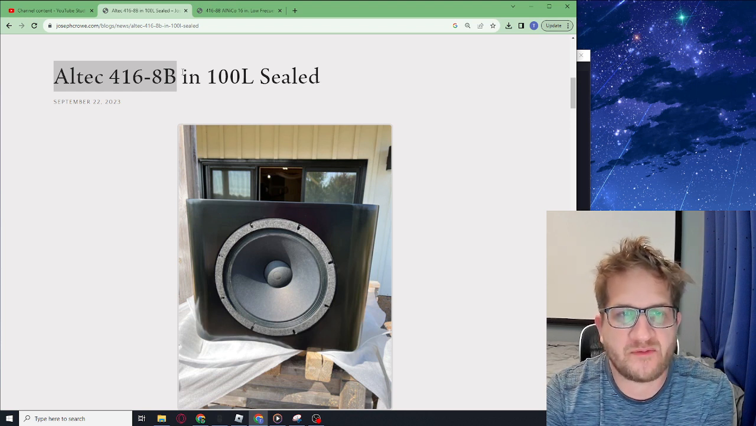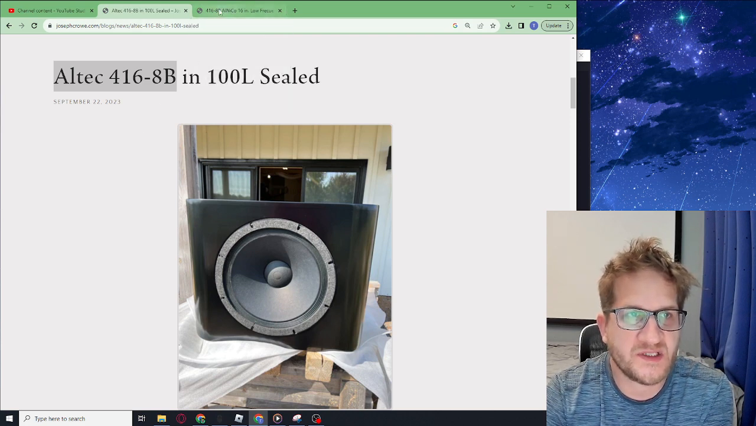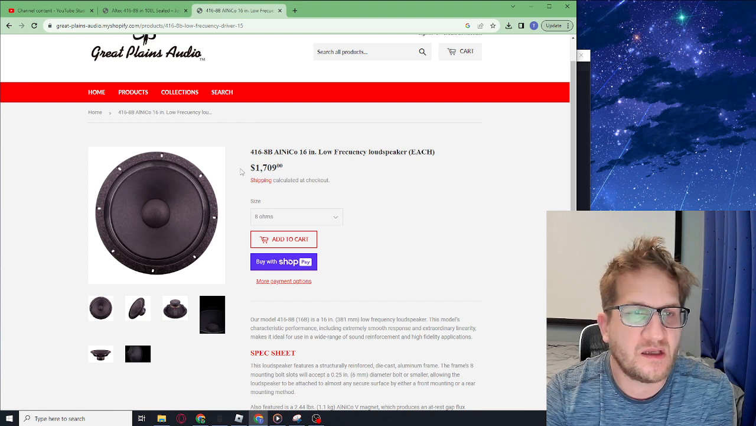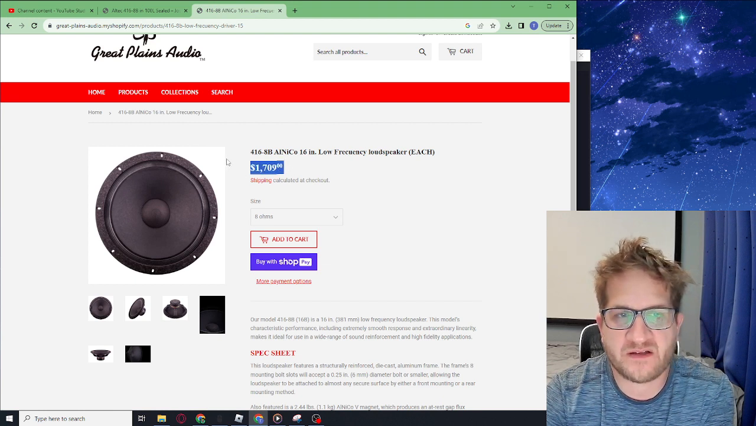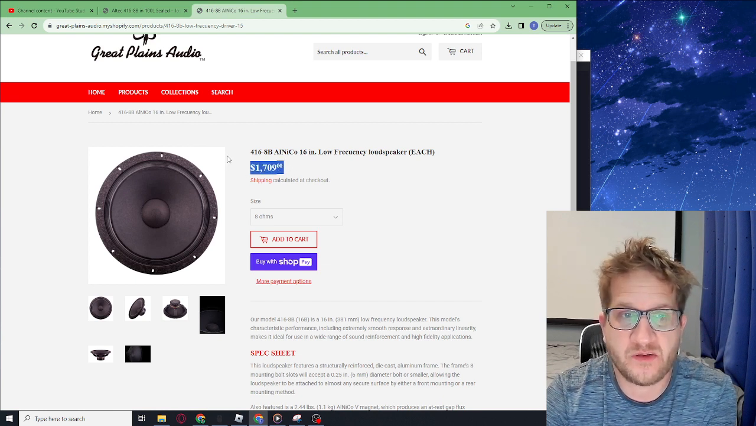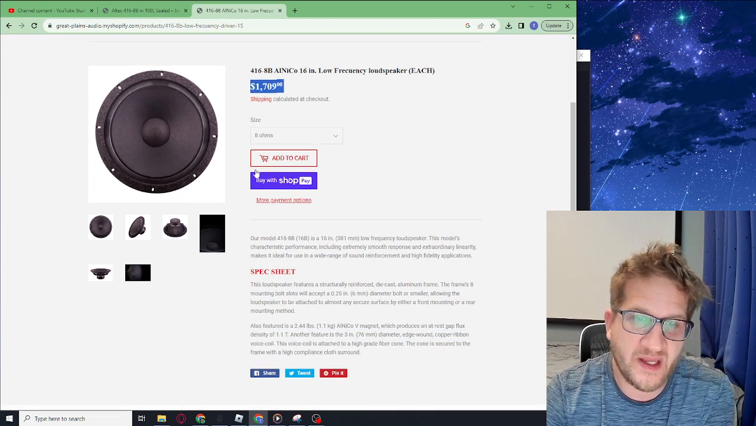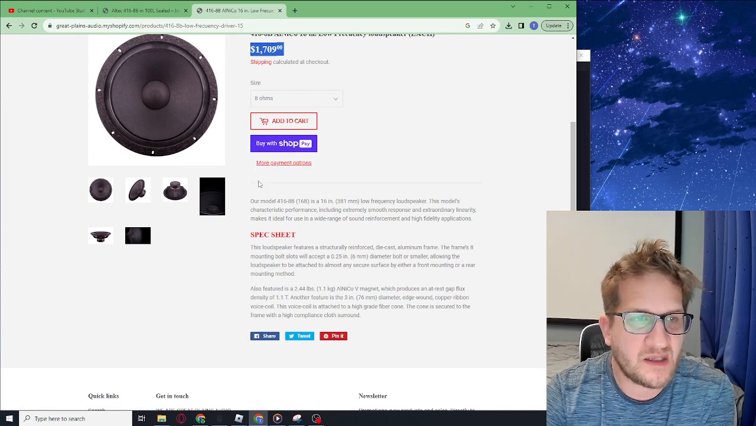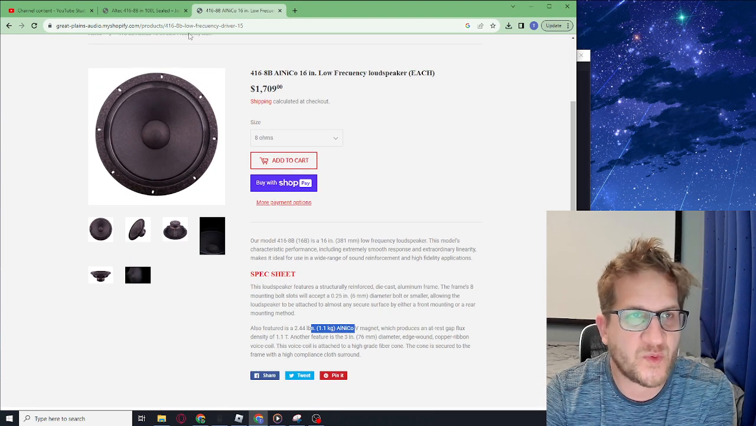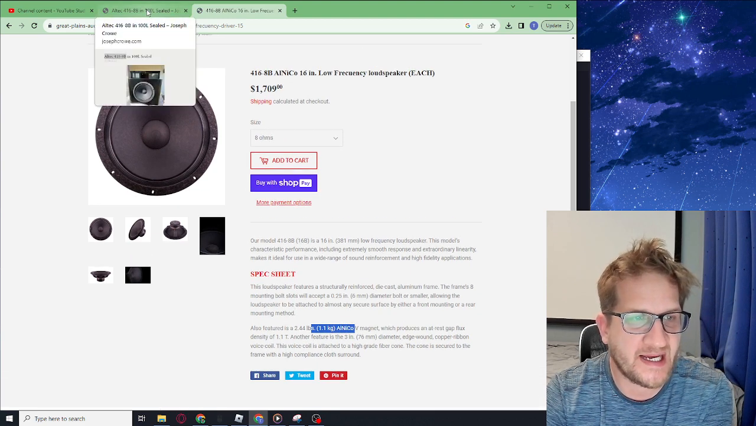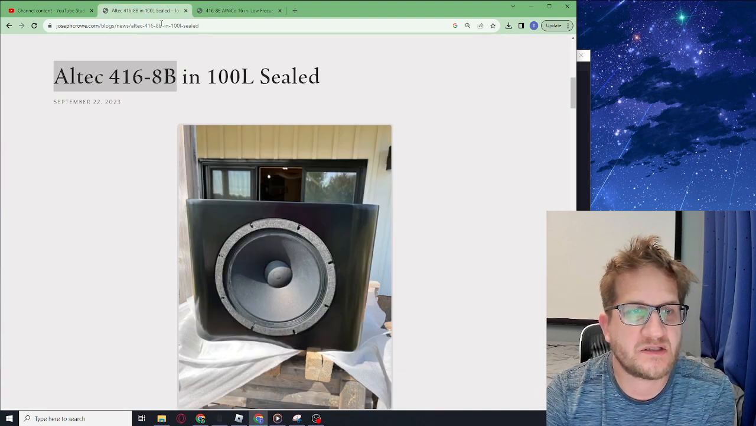The first to arrive were these base cabinets, which are 100 liter sealed cabinets. And so the 416-8B retails for $1,709 US each, so they are not cheap. It uses the Alnico magnet, quite a large Alnico magnet, edge wound aluminum voice coil, so there's a lot of tech, a lot of history in these drivers.